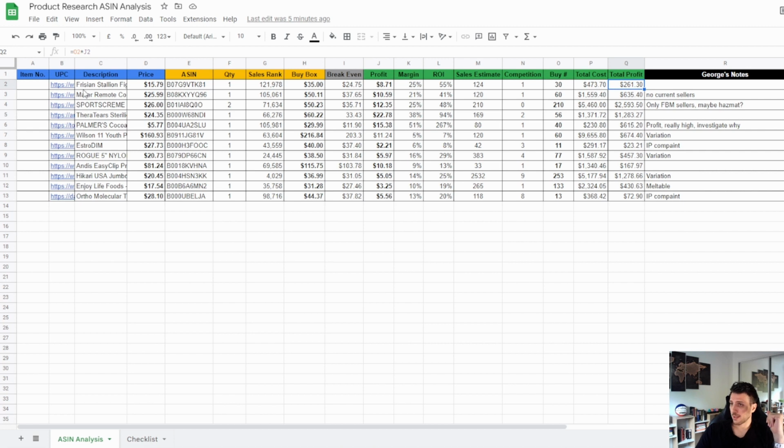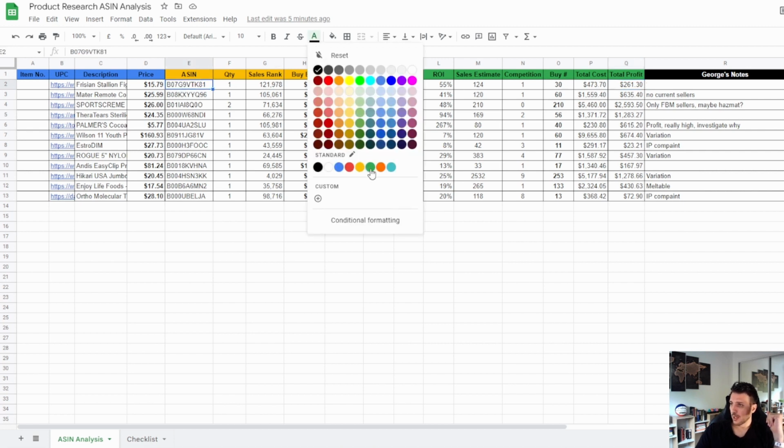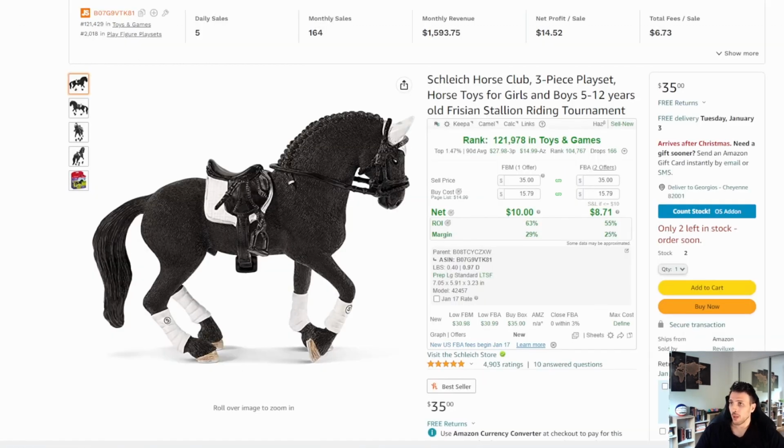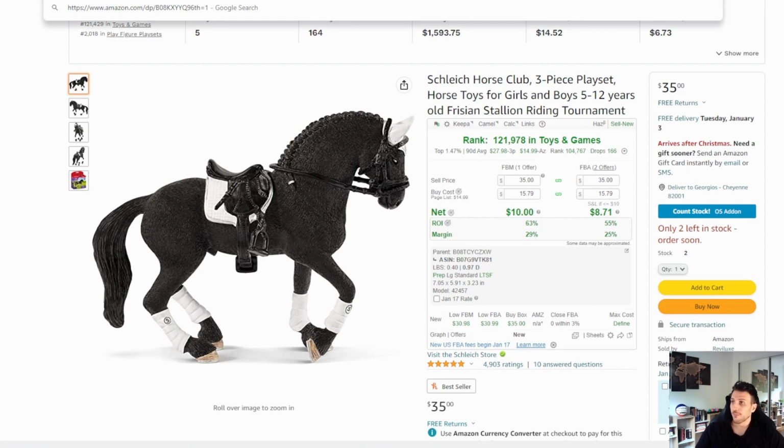So this one is staying. I'm going to highlight it with a green color just to know that we're keeping it, and it's a go. Go on to the next one.